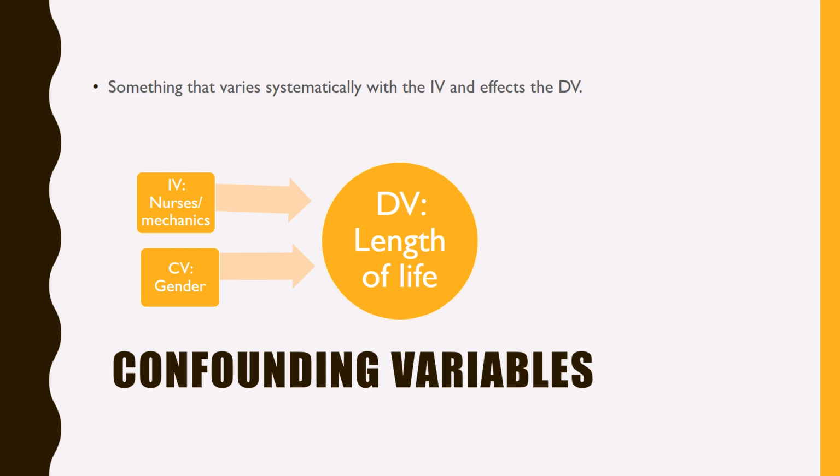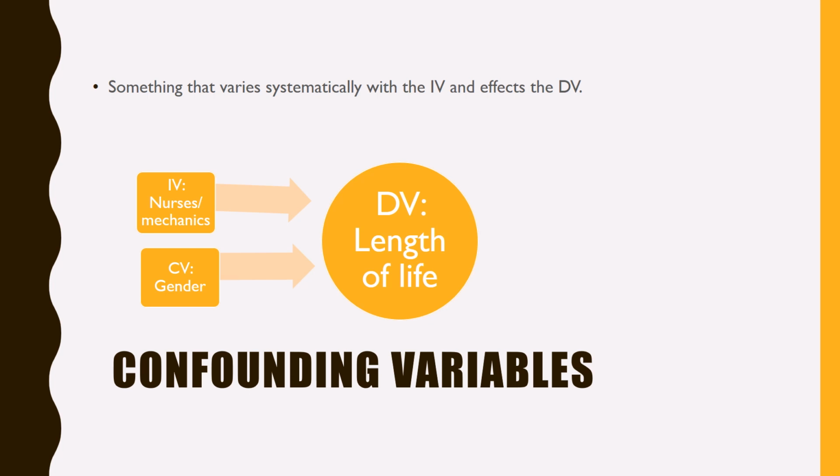So generally it only affects one condition or the other, or you only see it exclusively in one condition or the other, whereas extraneous variables happen at random. So for example, here you can see the DV we're looking at is the length of somebody's life, and the IV we want to see is if being a nurse or being a mechanic affects how long we live.